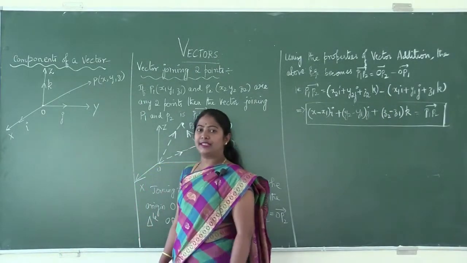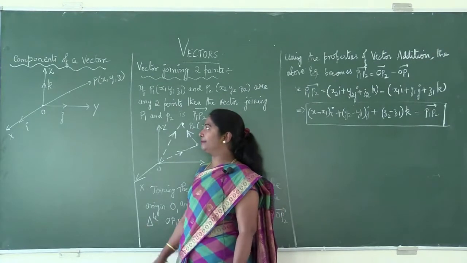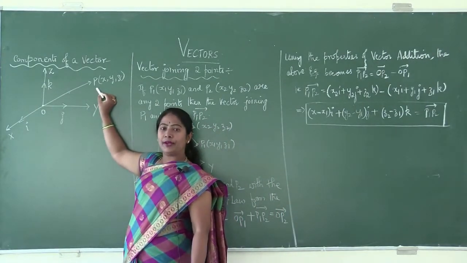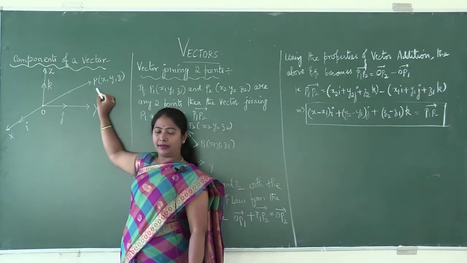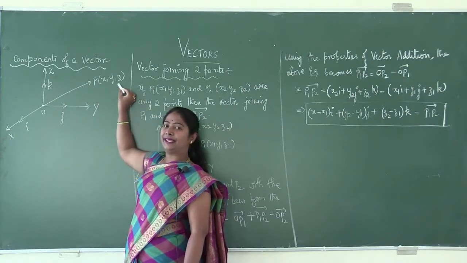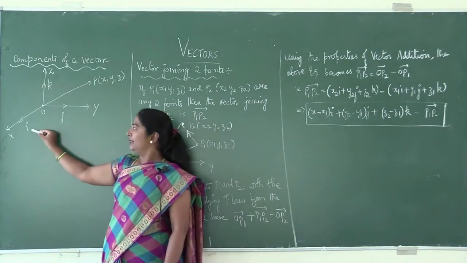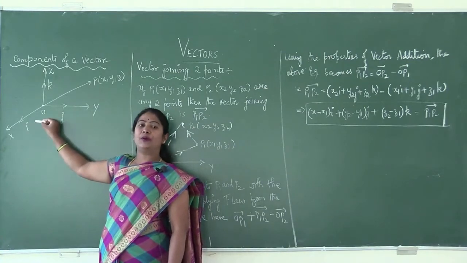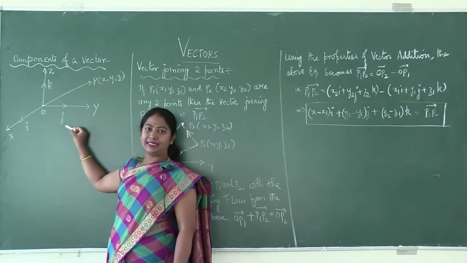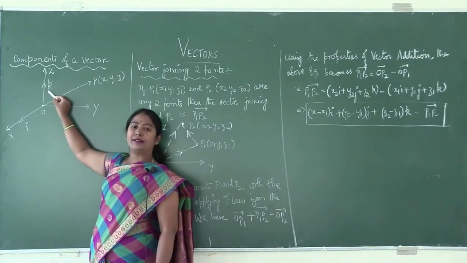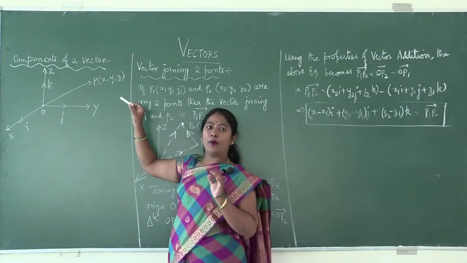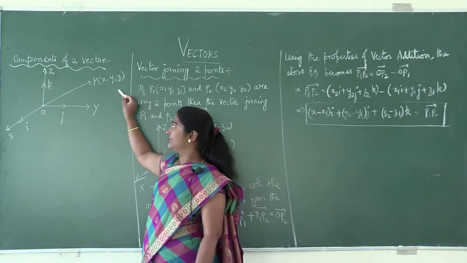Now next we shall discuss components of a vector. This is the diagram. Let P be any point in space or in the plane. The coordinates of the point P are x, y and z. I is the unit vector acting along the x-axis, J is the unit vector acting along the y-axis, and K is the unit vector acting along the z-axis. The scalar coordinates of the point P are x, y and z.